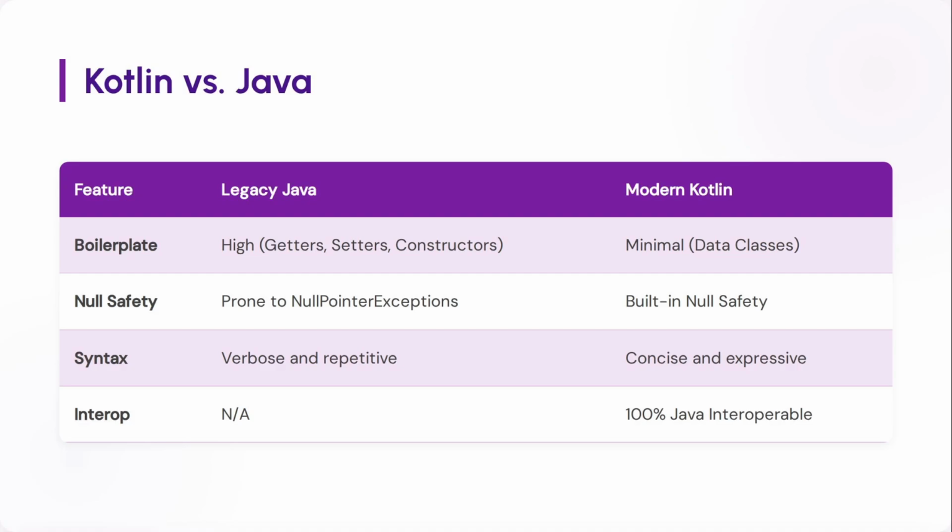And as discussed, Java was prone to null pointer exceptions, but Kotlin has built-in null safety, where either we make a value nullable by providing a question mark, or we make Kotlin assert that it is not going to be null via the bang operator, that is the double exclamation mark, right? And Kotlin has a concise and expressive syntax, whereas Java has repetitive and more boilerplate code.